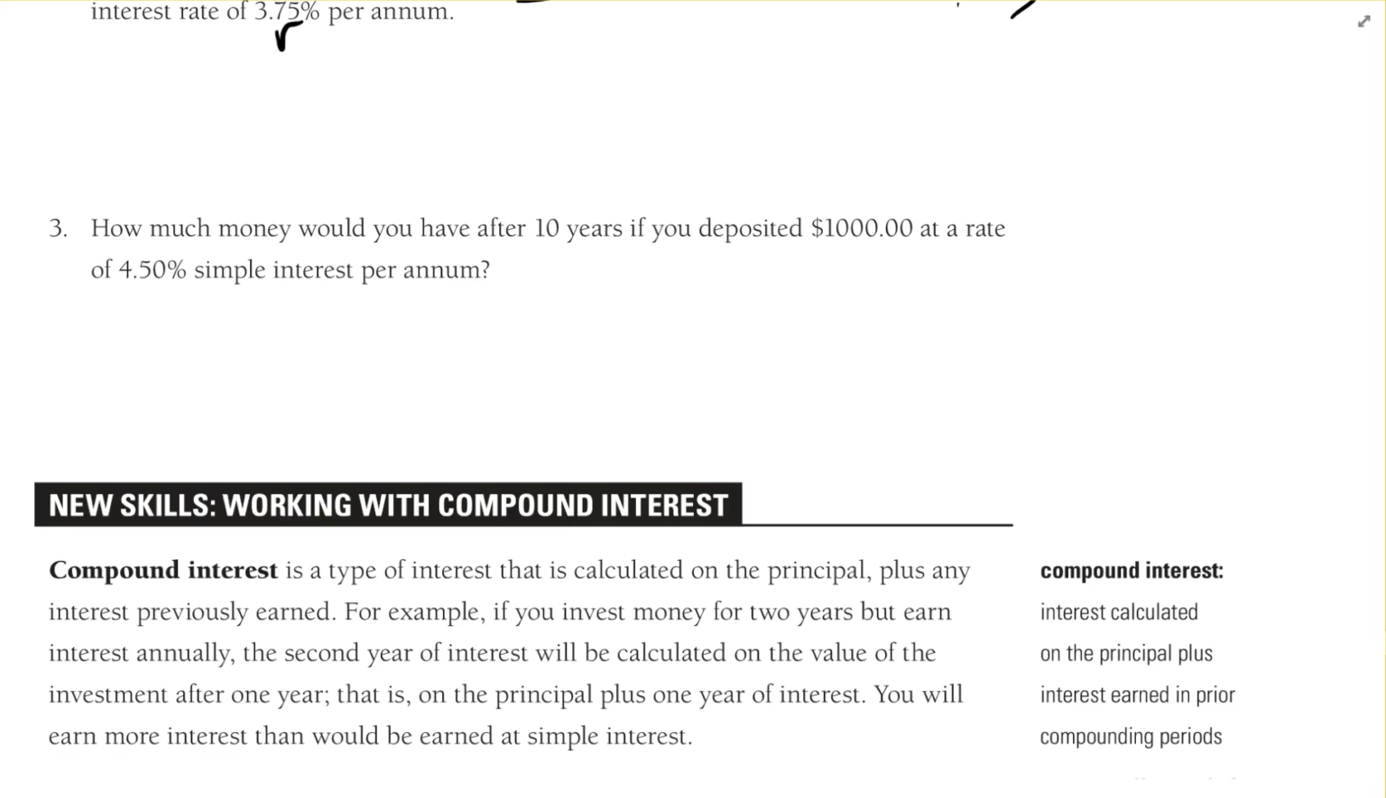All right. Number 3, how much money would you have after 10 years if you deposited $1,000 at a rate of 4.50% simple interest per annum? So I'm not going to tell you which one's which this time, but go ahead and answer number 3 now.